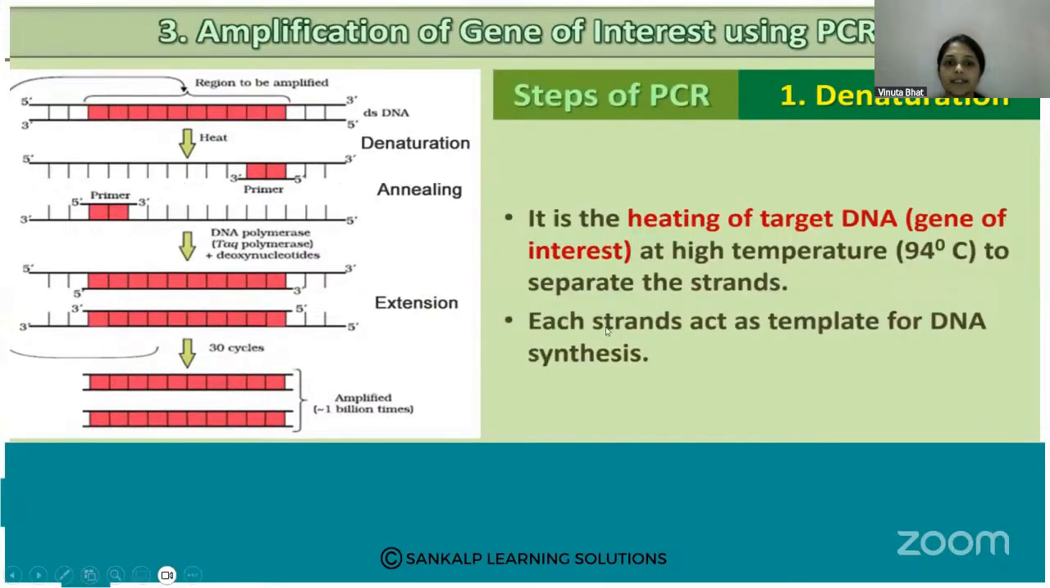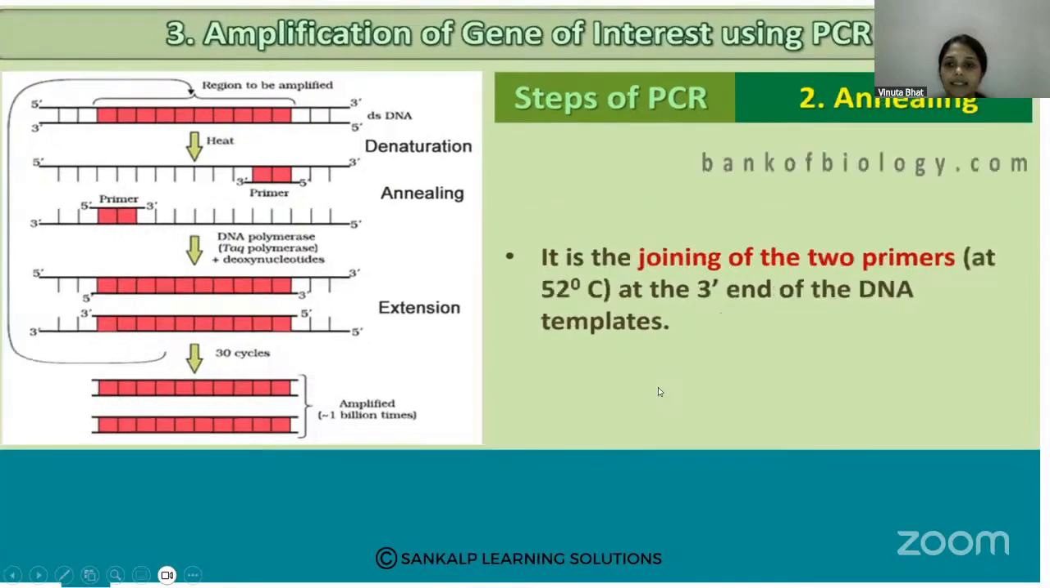So first step, that is the denaturation. It is the heating of target DNA at high temperature, that is 94 degrees Celsius, to separate the strands. So in the first step, they separate the two strands of DNA by heating. And the second, each strand acts as a template for DNA synthesis. So each strand acts as a template strand to synthesize the new strand. So like a replication.